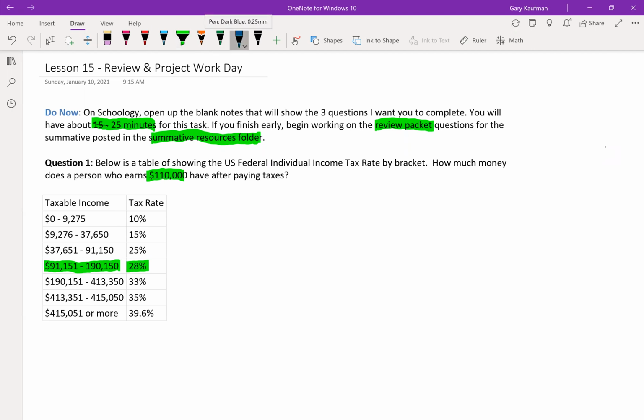If, for example, the question had said instead, let's say that they were earning 37,652. Well, this extra one right here now shows that it's actually going to be in this bracket right here. So they'd be paying 25%. If all of a sudden they had a huge salary of $400,000, well, $400,000 is in this tax bracket right here. So they're paying 33% tax.